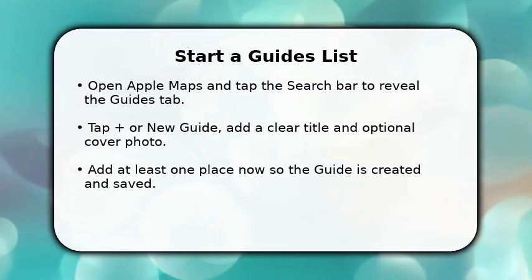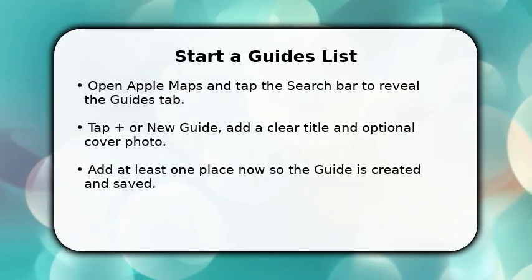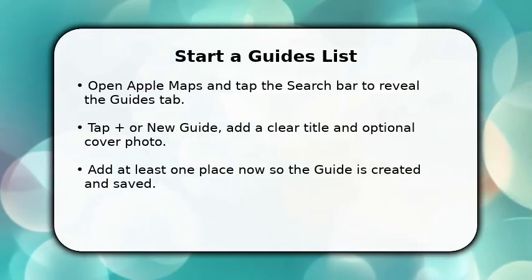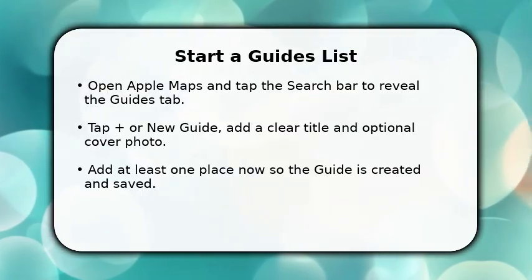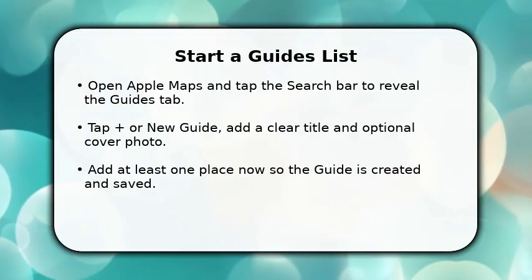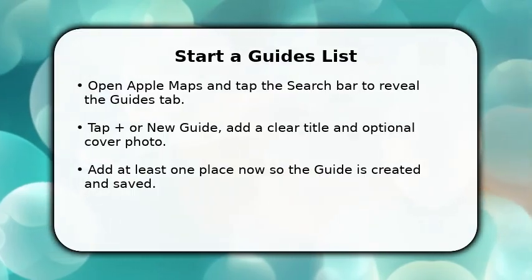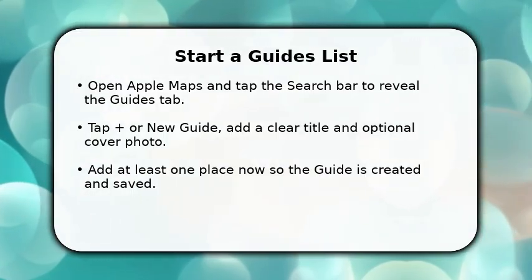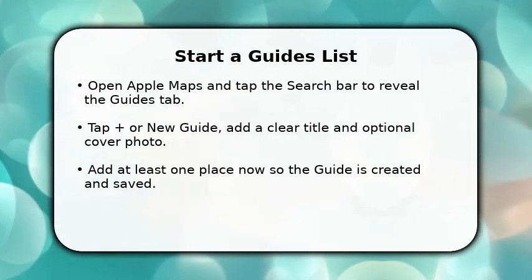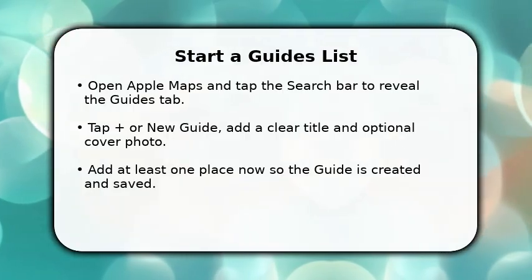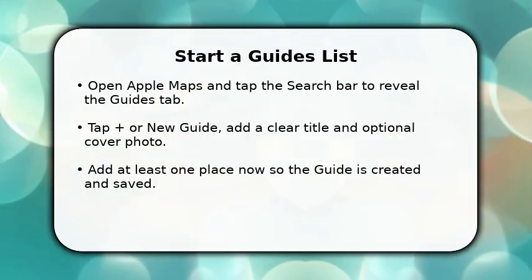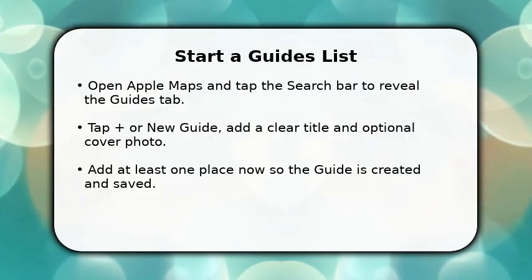You'll begin by creating the guide itself. Open Apple Maps, tap Search, then Guides, choose New Guide and name it for a city or theme. Add a cover image if you want immediate visual context, then search for a place and add it. This first place creates the guide. Once done, you have a saved container to build. Make sure location permissions are enabled so suggestions and directions will work without interruptions as you continue.